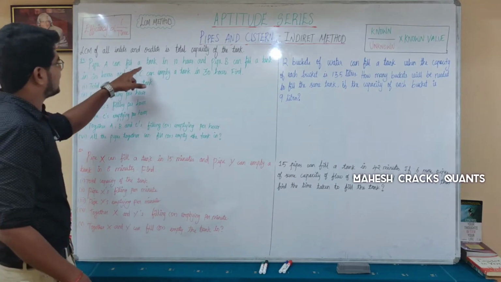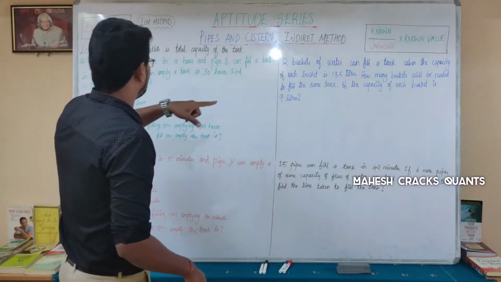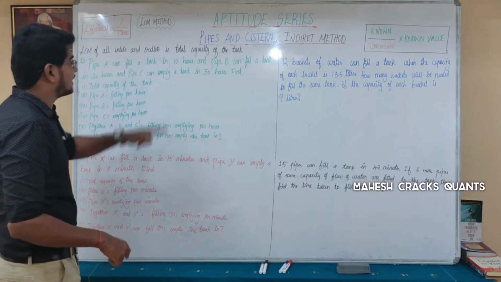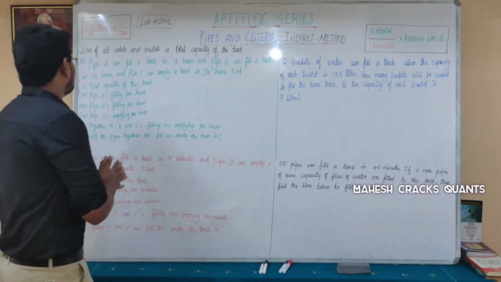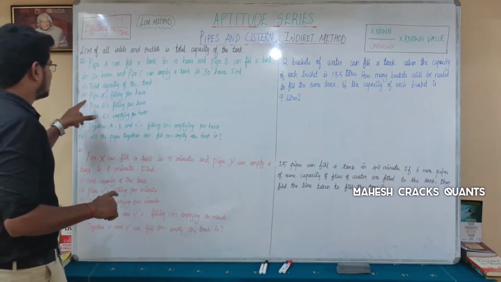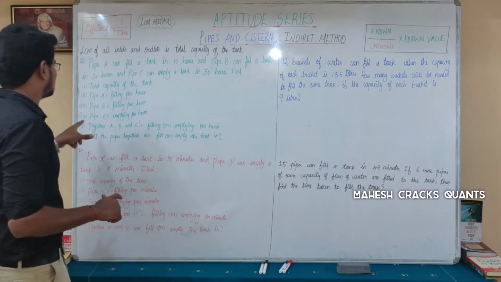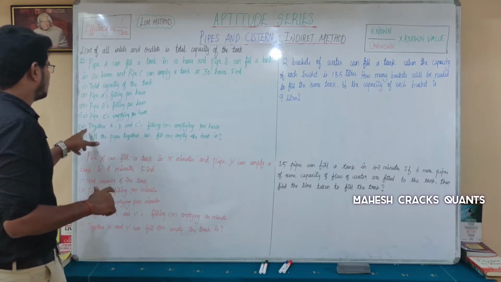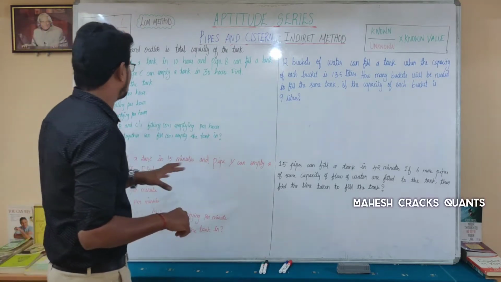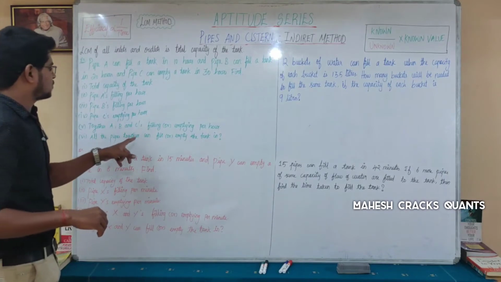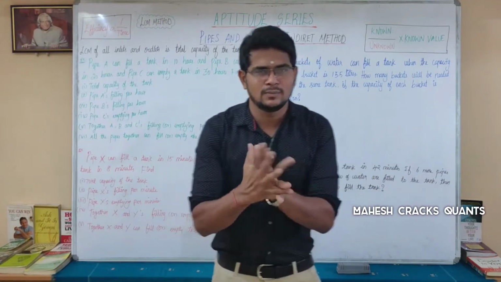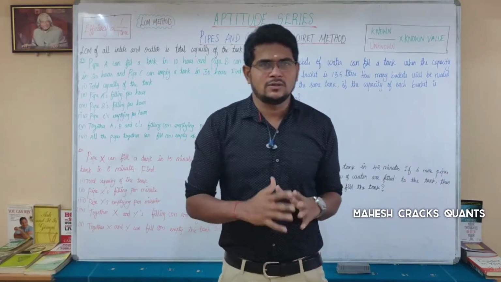Pipe A can fill the tank in 10 hours, pipe B can fill the tank in 20 hours, and pipe C can empty the tank in 30 hours. Find the total capacity of the tank. Pipe A is filling per hour, pipe B is filling per hour, pipe C is emptying per hour. Together A, B, C are filling or emptying per hour. All the pipes together can fill or empty the tank in how many hours? That is the question.